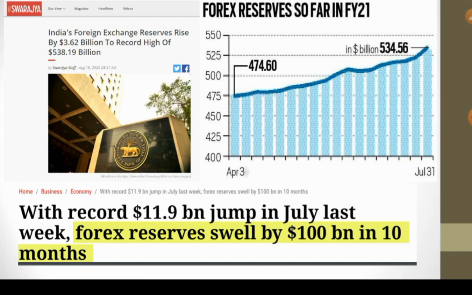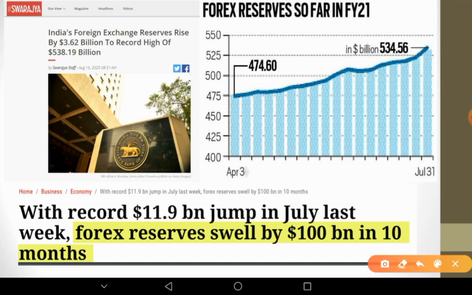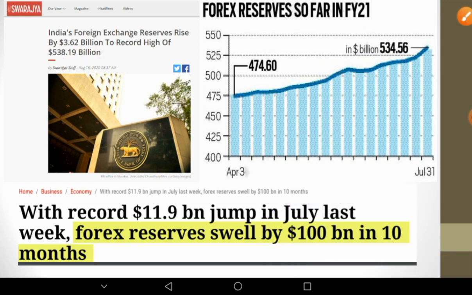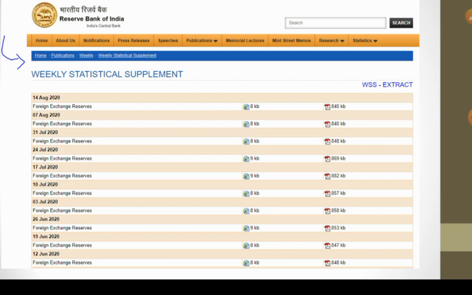So after a brief comparison between China and India, let's move to what happened currently. So currently, in the last week, our Forex reserve has reached $538 billion. And the week before, it was $534 billion. So there was around $3 to $4 billion of hike. And in the last 10 months, $100 billion, that's a major jump in the Forex reserve of India. Now you would be thinking, like in coronavirus, the economy is shrinking, 8 out of 10 people have lost their job or faced a pay cut. So how is Forex rising? That's a very good question.